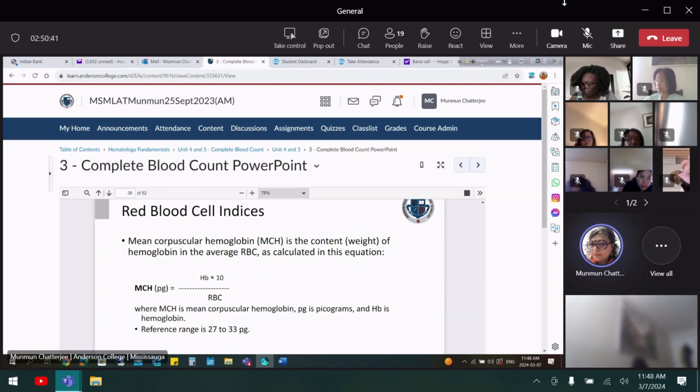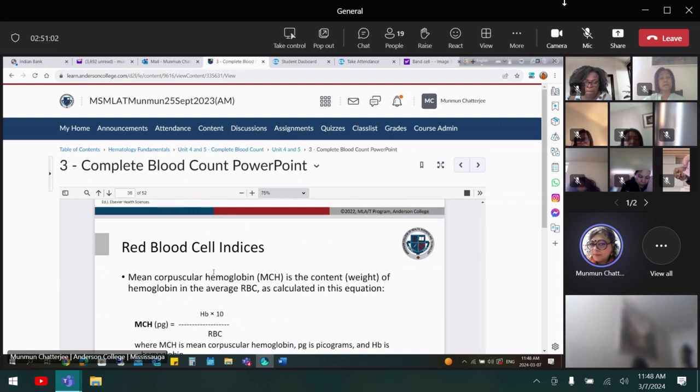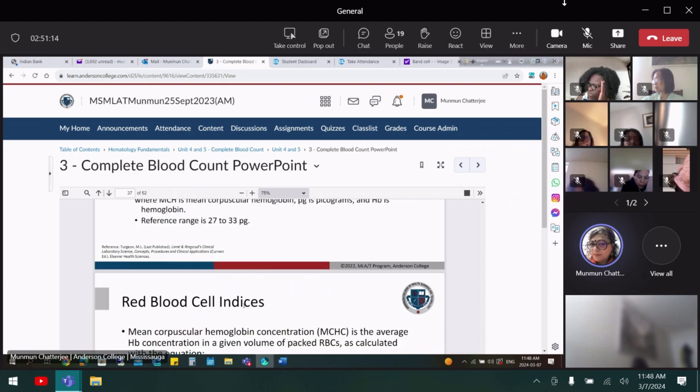Same thing for MCH, mean corpuscular hemoglobin. How can you calculate it? Hemoglobin times 10 divided by RBC. MCV volume comes from the packed cell volume, so hematocrit gives us the packed cell volume times 10 divided by the number of RBC. MCH, mean corpuscular hemoglobin, H for hemoglobin. So we have the hemoglobin count times 10 divided by the number of RBC, and the reference range is this one.